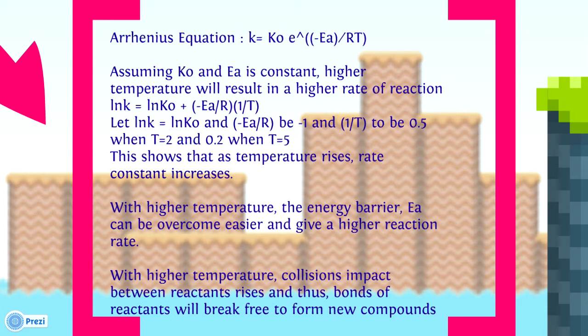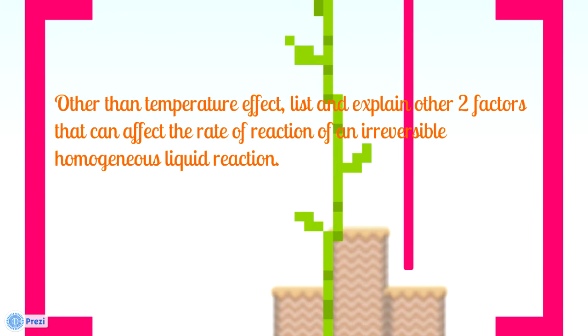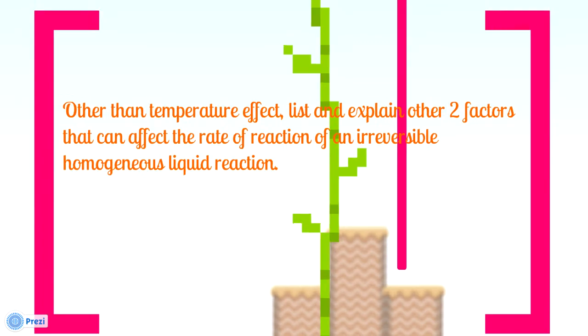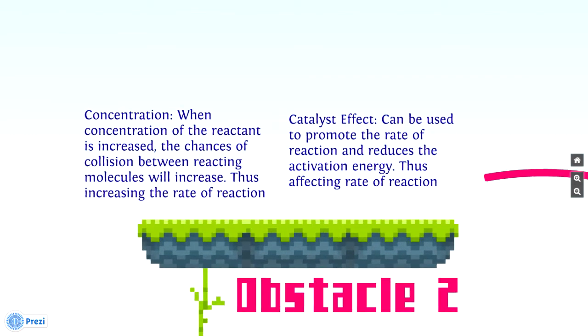This is because, with higher temperature, collisions impact between reactants rises and thus bonds of reactants will break free to form new compounds. Part B of the question. Other than temperature effect, explain two other factors that can affect the rate of reaction of an irreversible homogeneous liquid reaction. The two other factors are concentration and catalyst effect.